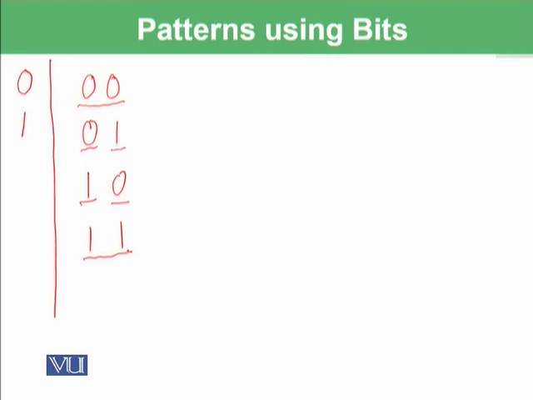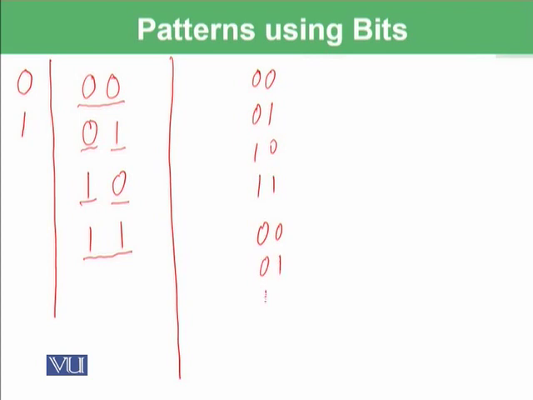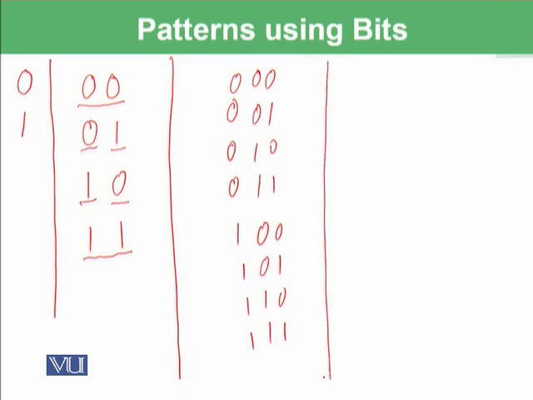So these become 4. And if we have 3 bits, then it will become 000, 001, 010, 011, and so on. You need to write it again and put 0 to the first 4 and put 1 to the last 4. So these are all the combinations which can be made when we have 3 bits.